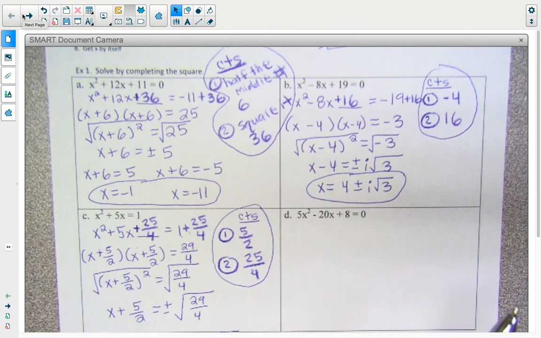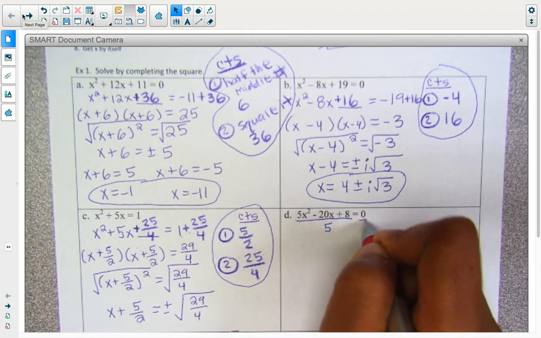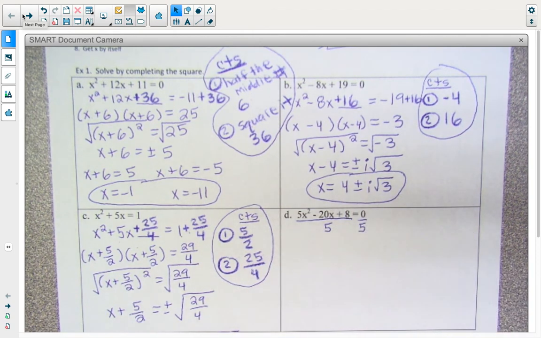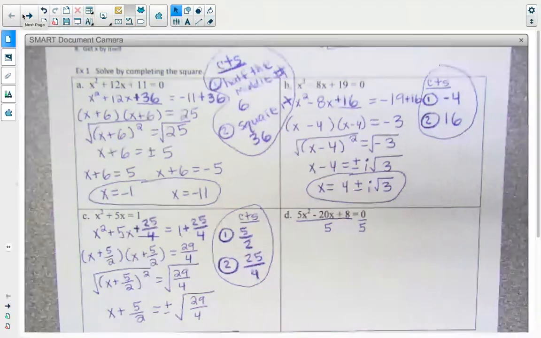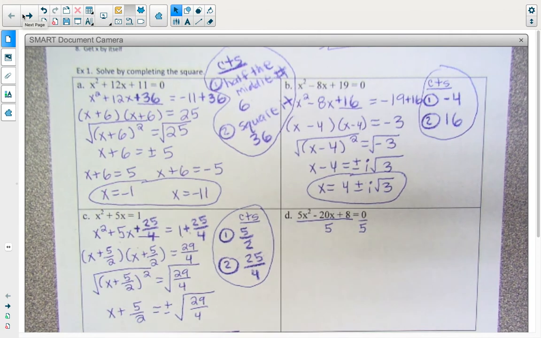So the first thing we need to do is divide everything by 5. Why 5? Because that's the number in front of our quadratic term. So we're going to divide everything by 5. If your first number was 3, you divide by 3. If your first number was 7, you divide by 7. So divide everything by the first number in the problem. You might run into fractions, but that's all right. We'll baby step our way through it.